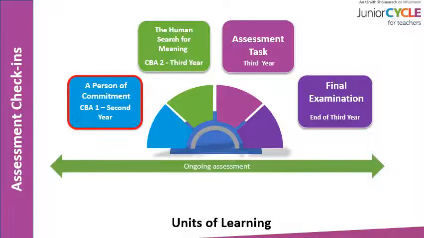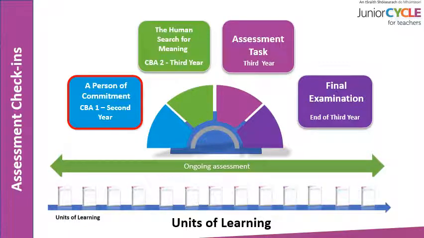In terms of student learning, there are 4 scheduled assessment opportunities in which students engage during their 3 years of study: CBA 1, CBA 2, the assessment task, which is based on CBA 2, and the final examination. Students also continually have other assessment opportunities across the 3 years through units of learning. Classroom-based assessments in the subject of RE are specified at common level. They are included with the time allocated for religious education, which is a minimum of 200 hours. All of these are reported on to parents, guardians, and students through the junior cycle profile of achievement.